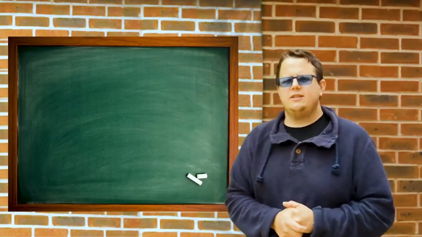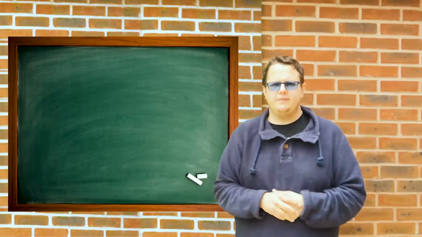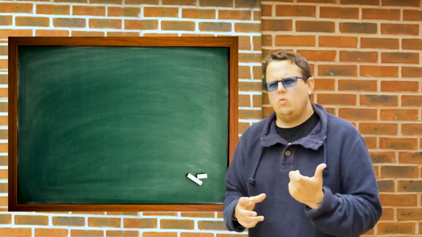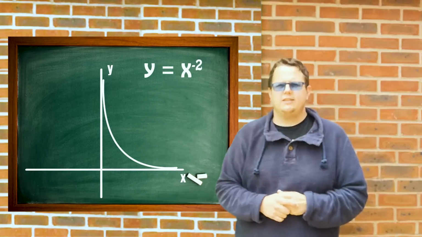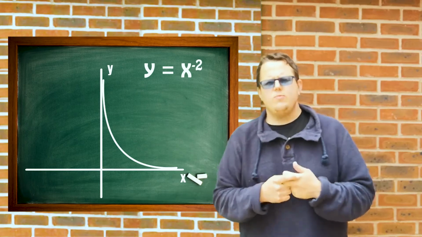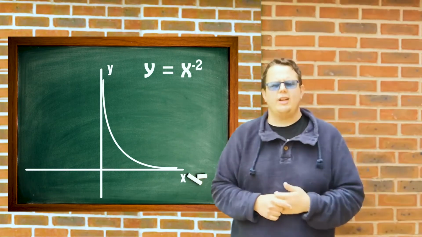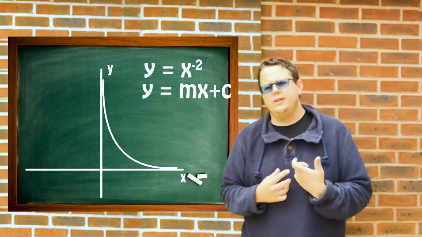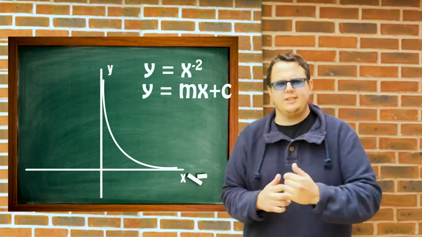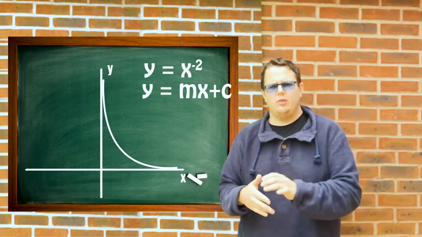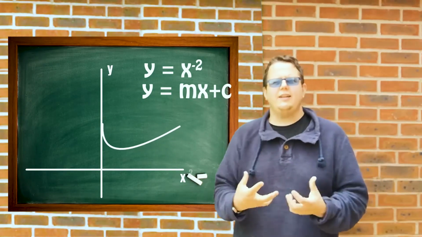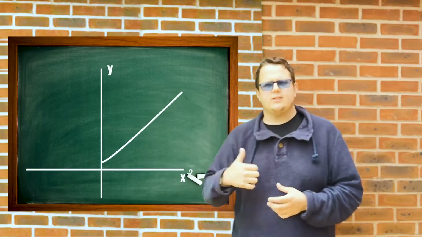And we can do this for any equation. Take y equals x to the power of minus 2. We write out the equation for a straight line underneath, y equals mx plus c. We should see some terms line up, so we plot y on the y-axis and x to the minus 2 on the x-axis, and again we get a straight line.